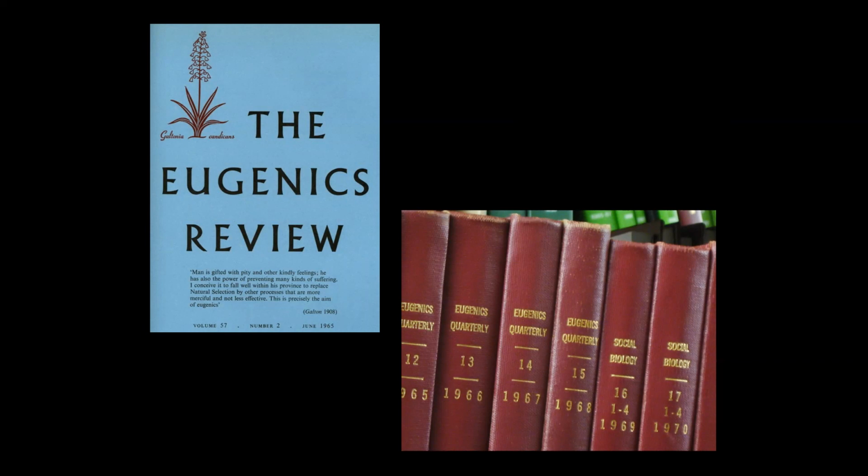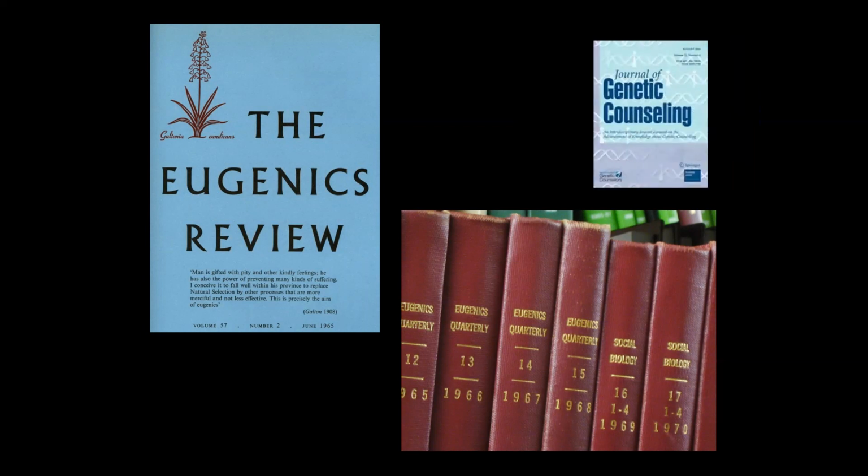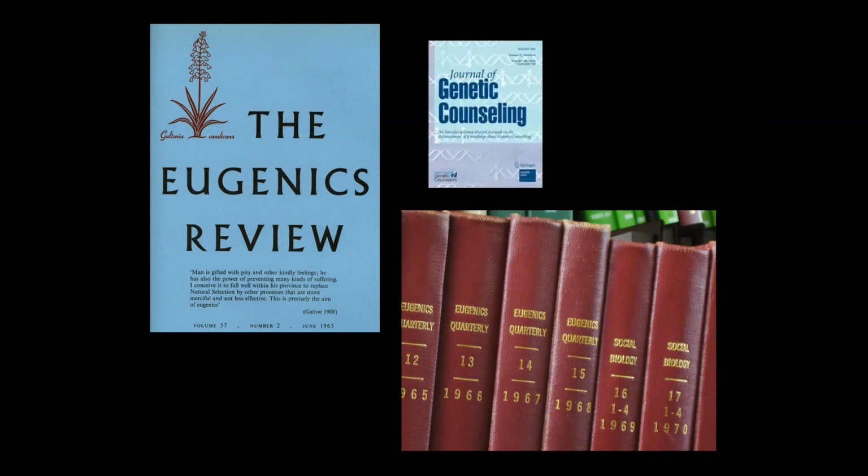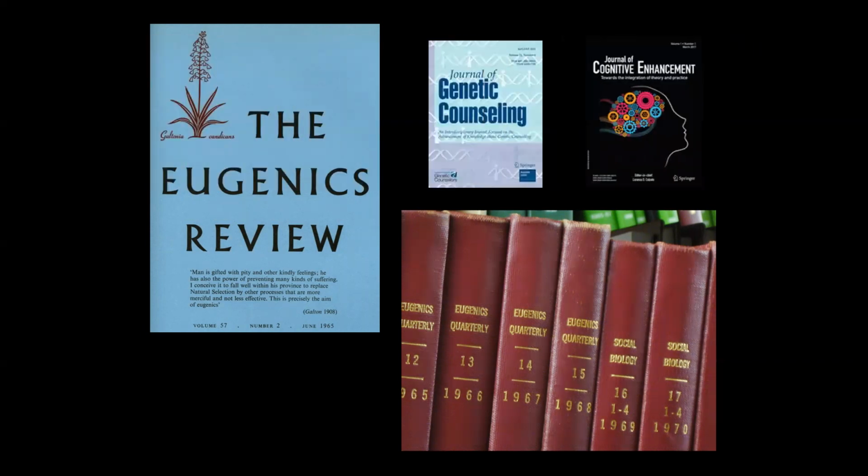And it's still, I understand, still in publication today. But now we find journals like this, the Journal of Genetic Counseling and the Journal of Cognitive Enhancement, right? It's the eugenics of intelligence there. These are contemporary journals right now.